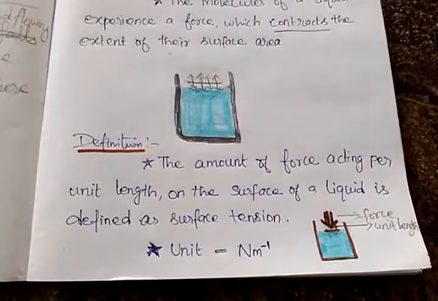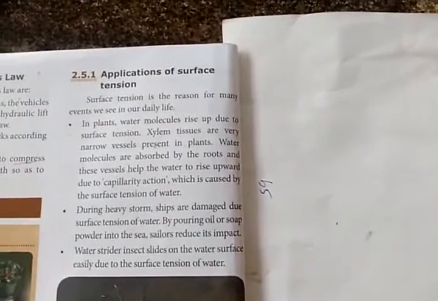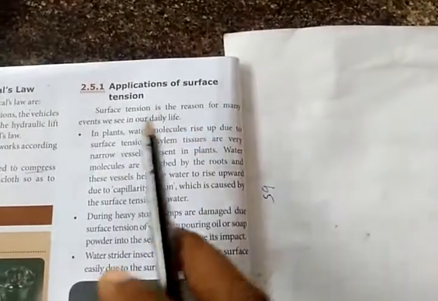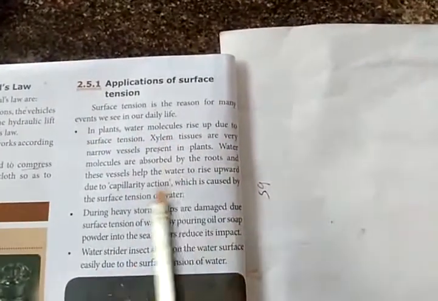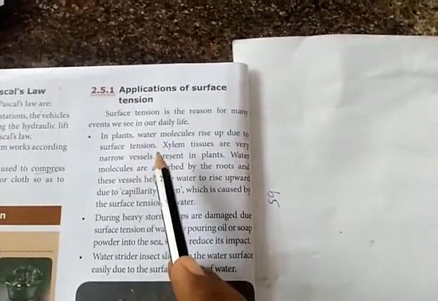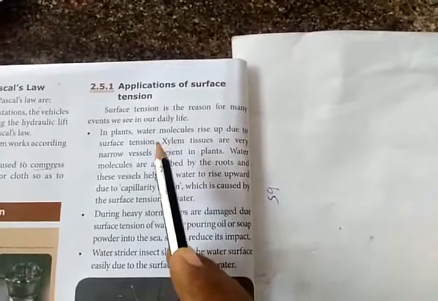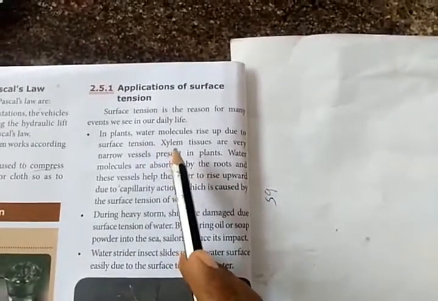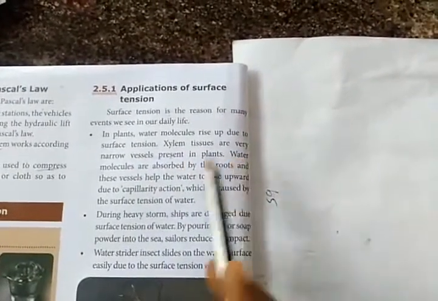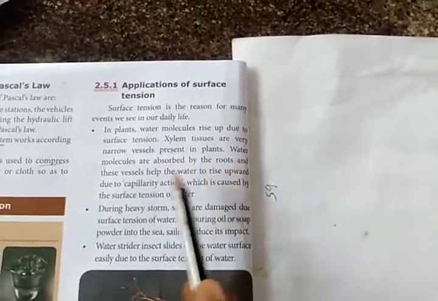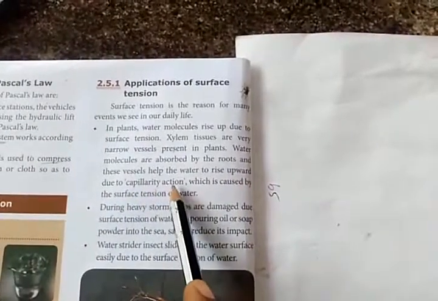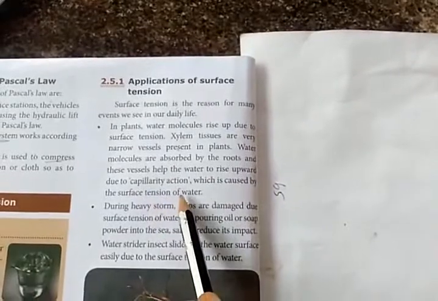Then we see applications of surface tension. The surface tension is the reason for many events we see in our daily life. First, in plants, water molecules rise up due to surface tension. Xylem tissues are very narrow vessels present in the plants. Water molecules are absorbed by the roots and these vessels help the water to rise upward due to capillary action, which is caused by the surface tension of water.